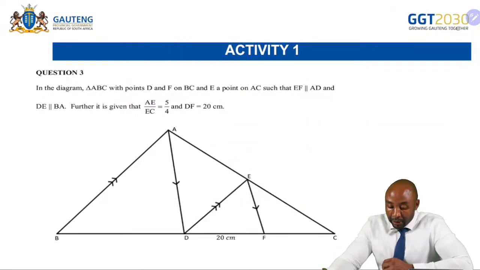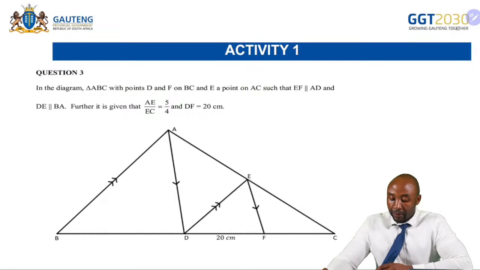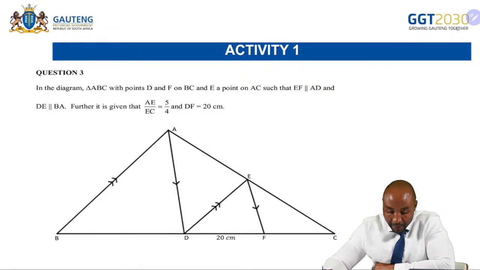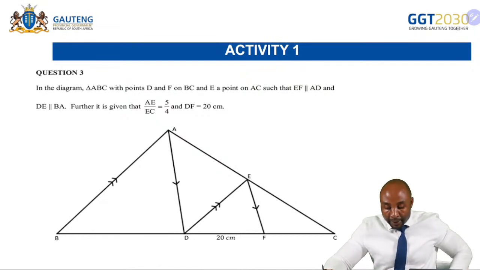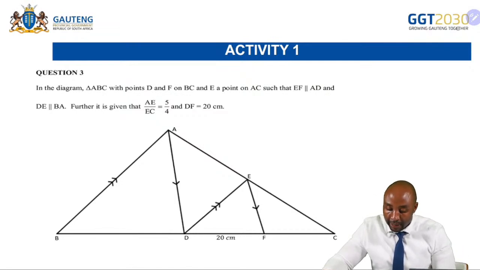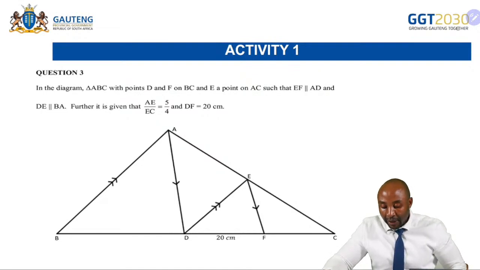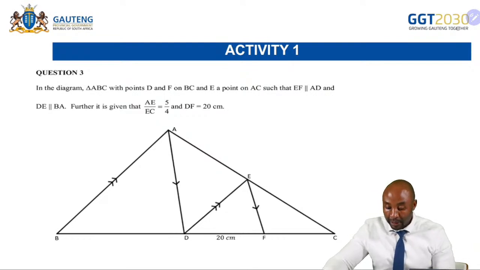Now, let's look at activity 1. I'm going to give you some time to look at activity 1. Let's read the information given. In the diagram, we've got triangle ABC with points D and F on BC and E on AC, such that EF is parallel to AD and DE is parallel to BA. Further, it is given that AE over EC is 5/4 and DF is given as 20 centimeters. You are able to see the ratios are coming in there.